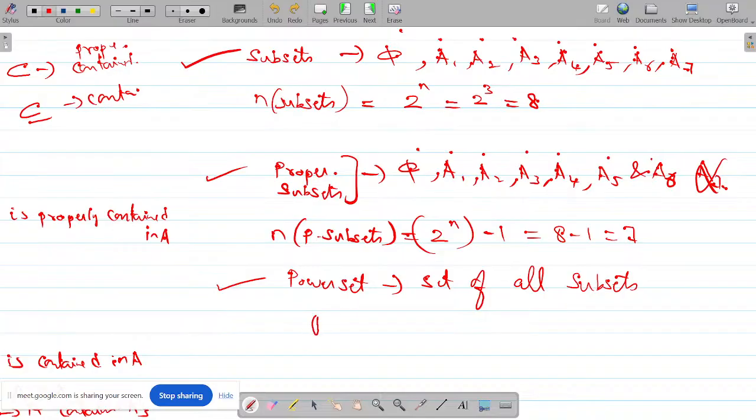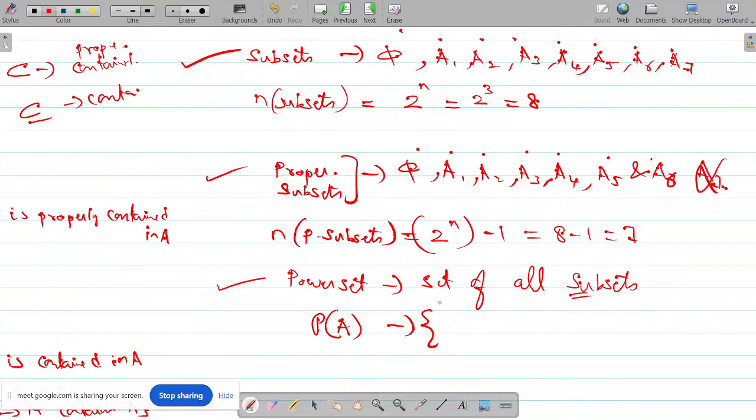Likewise, we write script P. When I talk about the set of all subsets, for which superset are you talking about? I'm talking about A. A is my superset in my example. So you have to represent this as power set of A. If you're talking about N, you can say power set of N, script P of N. So I'm talking about A, so script P of A.